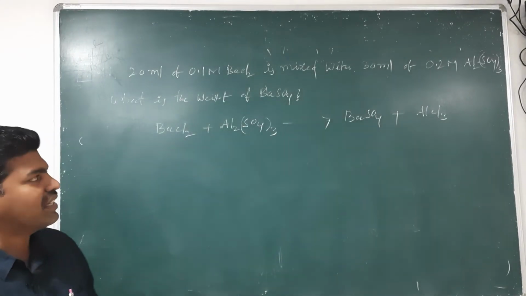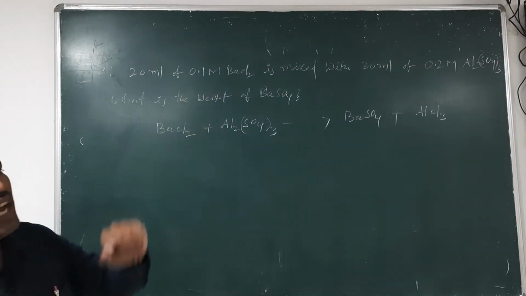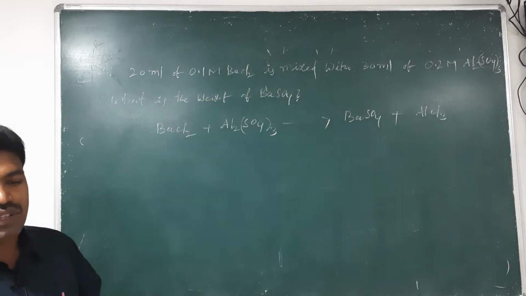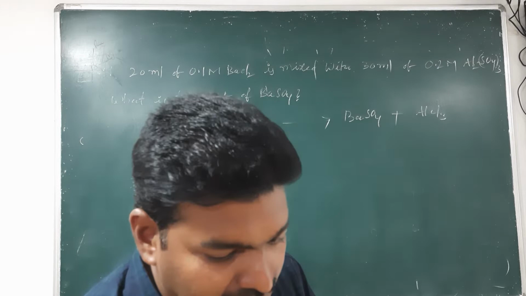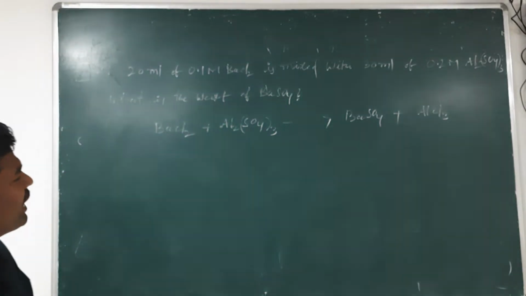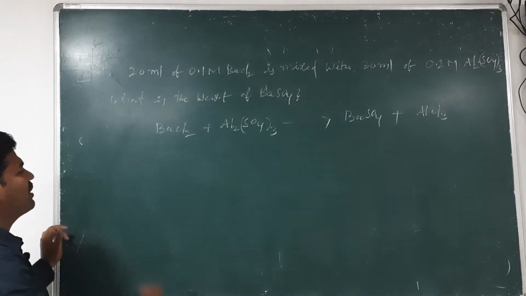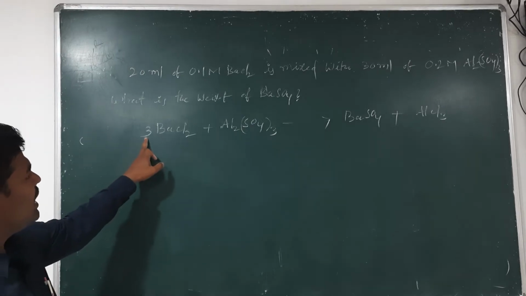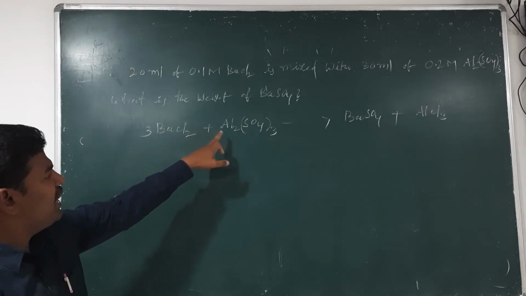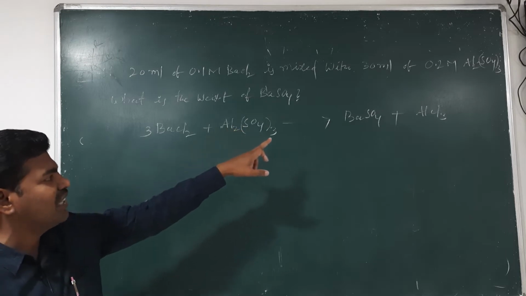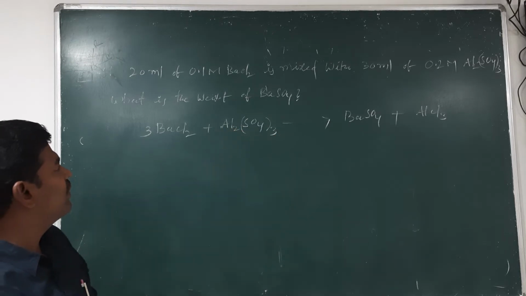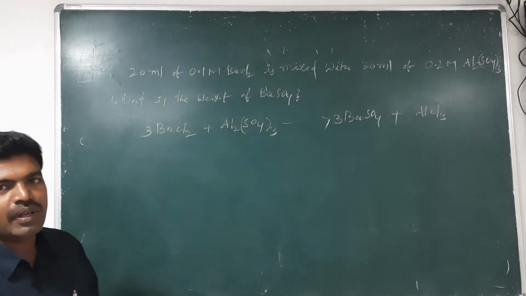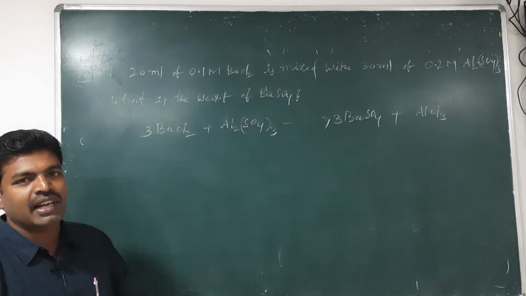That is the chemical reaction that takes place between barium chloride and aluminum sulphate. But this reaction is not a balanced chemical reaction. If we want to balance it, it should be multiplied: 3 moles of barium chloride reacts with 1 mole of Al2(SO4)3 and gives 3 moles of barium sulphate. Now it is a balanced chemical reaction.